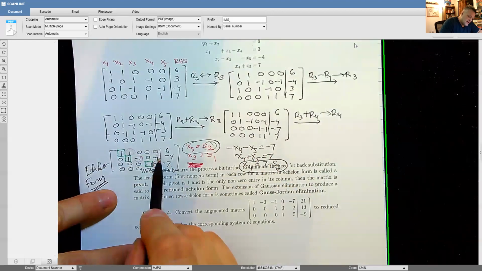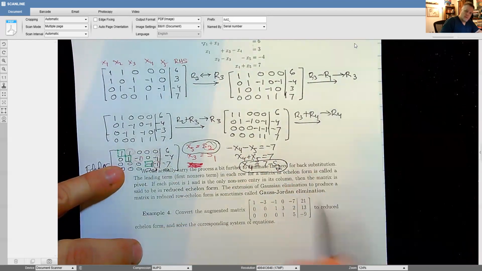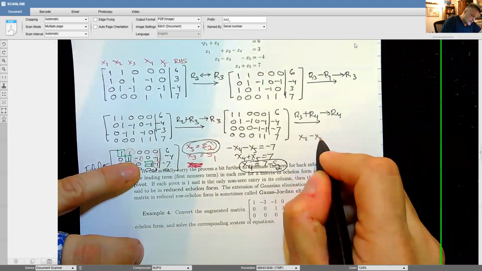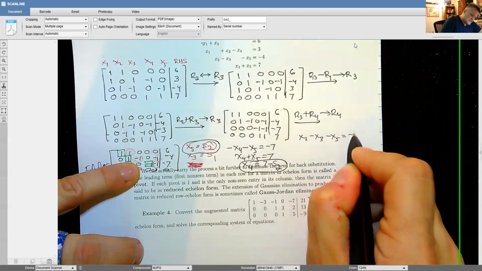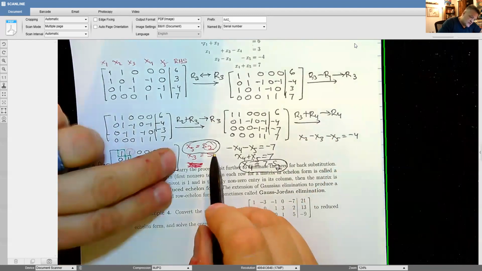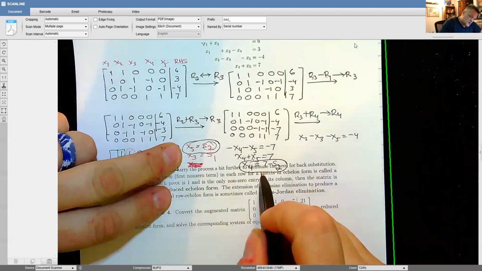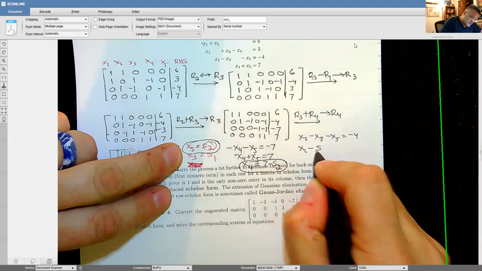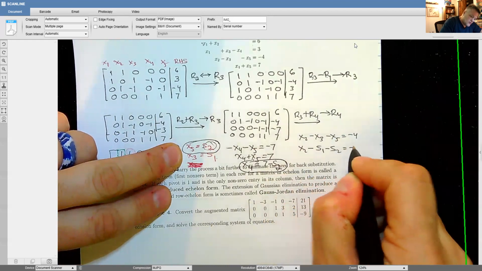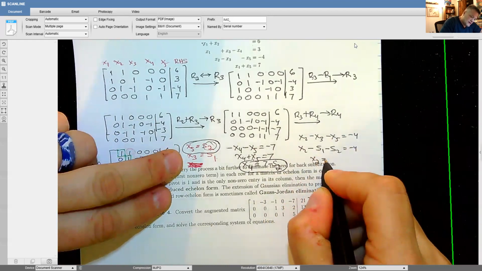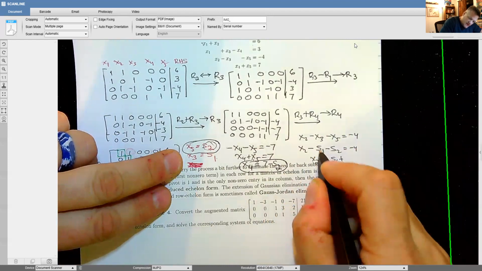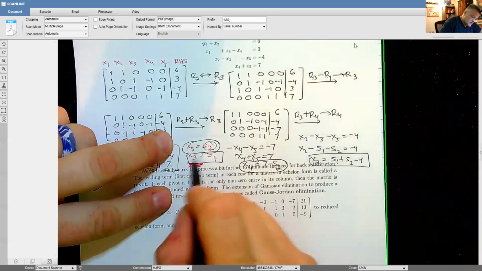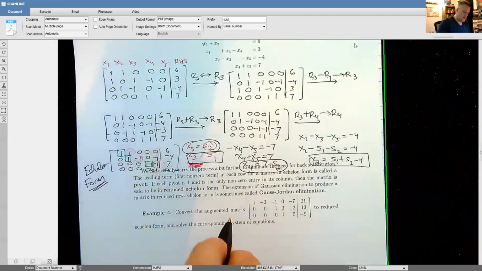Going up to the next guy, we have x2 minus x3 minus x5 is -4. I know what x5 is, that's s2. I know what x3 is, that's s1, right? So x2 minus s1 minus s2 is -4. And so x2 is equal to s1, adding those to the right, plus s2 minus 4. I also know x3.